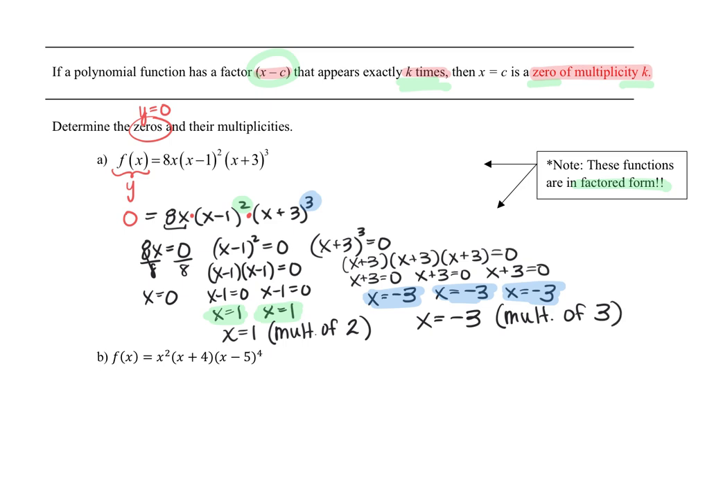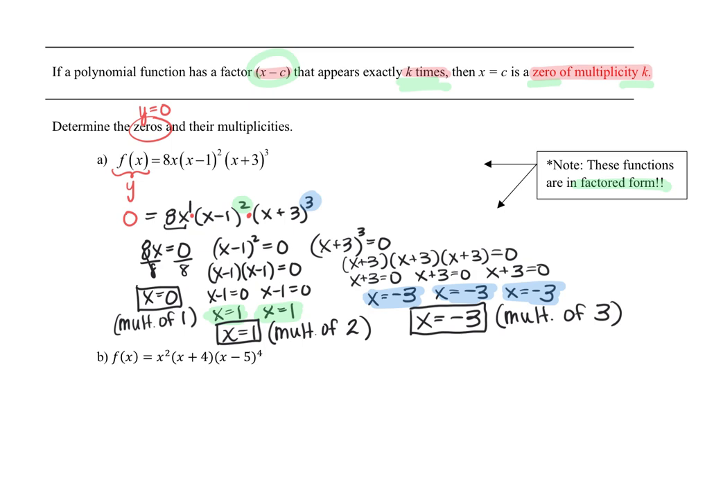It appears 3 times. So our zeros are x equals 0. Now we don't have a multiplicity for that. It just appears once, and that was because this was x to the first power. Some people like to write multiplicity of 1, and that would be fine if you did that for me. Or you could just say no multiplicity. Then we have our next zero, which is x equals 1 with a multiplicity of 2. And then our last zero is x equals negative 3, and that's a multiplicity of 3.